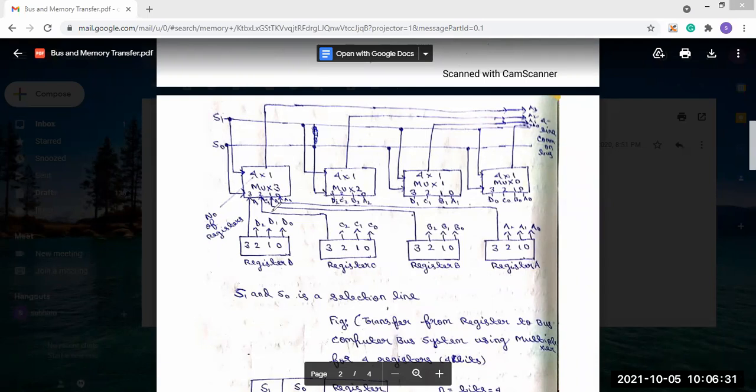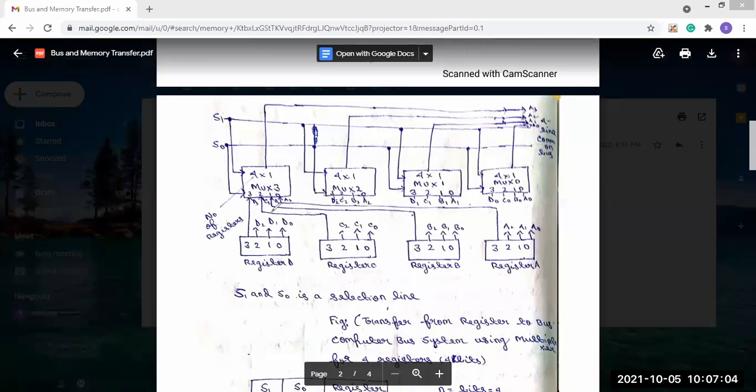Like this, if we choose 8 cross 1, and if you choose 16 cross 1, then in that case 16 inputs will be present. That means we have to use 16 registers, and for each register it will be 16 bits. So like this, the transfer from register to bus and computer bus system using the multiplexer can happen like this.